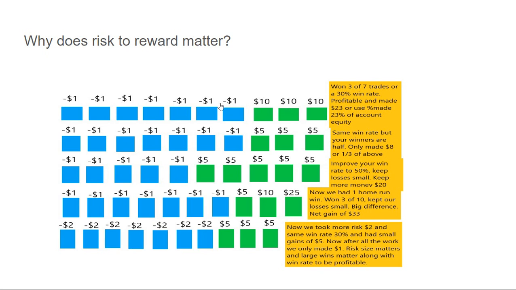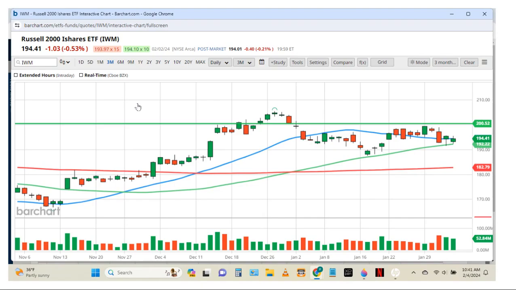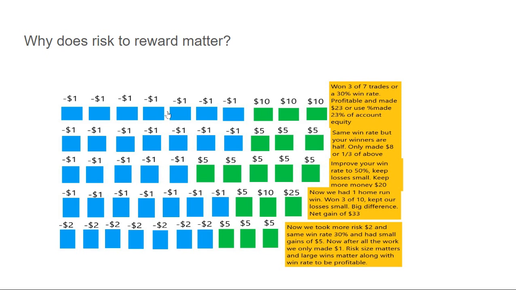So for every dollar we risked, we won $10 on our wins. And we didn't win all the time, obviously. So we have to be willing to lose. It's just part of trading. It's not easy to get over, but it's something you have to get over. Anyway, we won 3 of 10 trades, or we had a 30% win rate. We were profitable and made $23, or if you want to use a percent, we made 23% of our account equity. So we lost 7, we made 23, so that is very good.